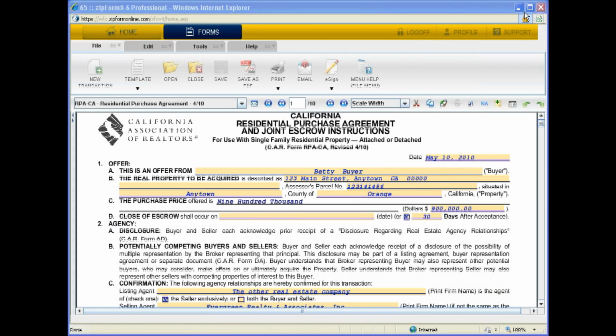Purchase price, actually if you skip on this area where you put in the purchase price under 1C, if you just put in the numeric value, it will automatically type it out here where it says $900,000. On paragraph D, close of escrow.